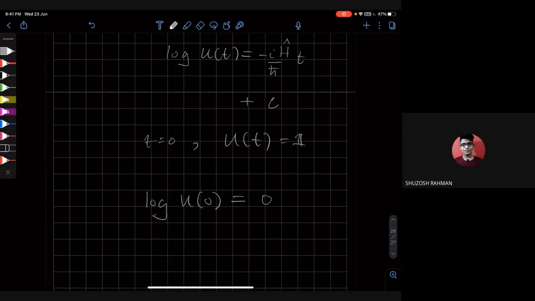Okay, and then if you take the antilog of this, you get U of t equals e to the power minus i h t by h bar. Okay.